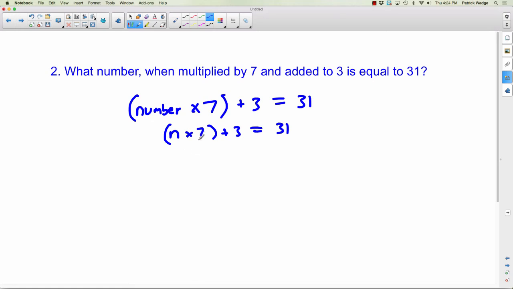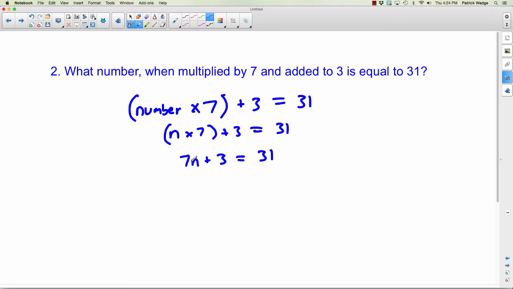How about 7 times n, or 7n plus 3 equals 31. Now it's an algebra question that you could go ahead and solve. You don't have to. I know before when we did algebra, I insisted on you showing me every step. If you can do this in your head, go ahead and do it in your head. But if you're having troubles, you could do your algebra.